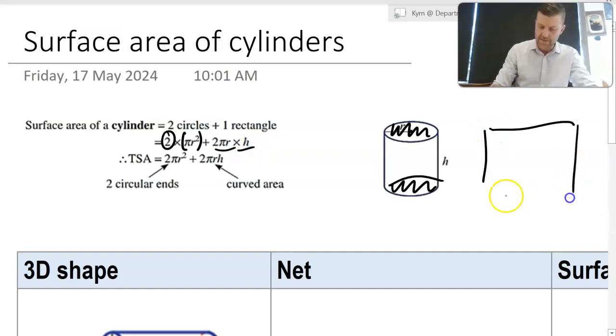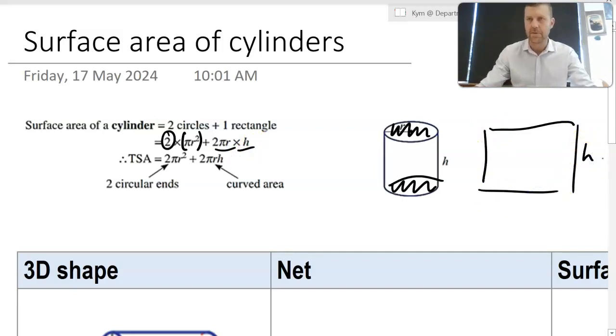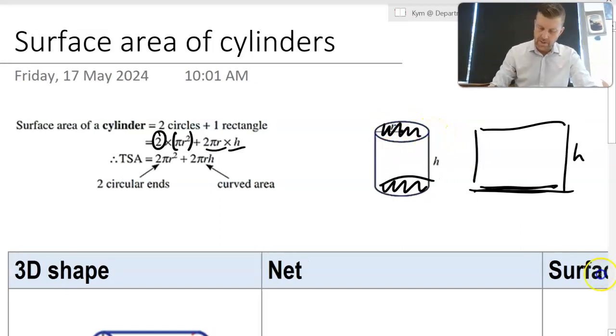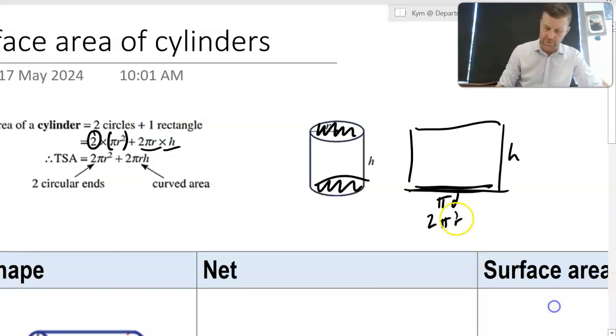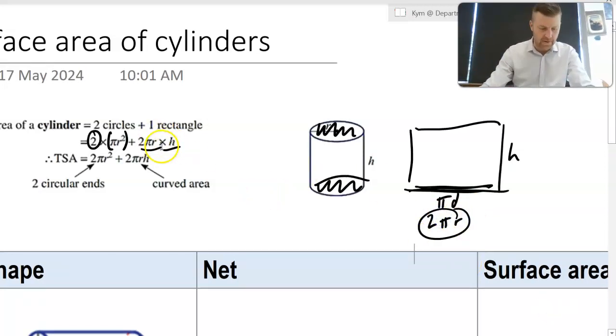That gives us, if h is the length of that rectangle, the width along here is the circumference of the circle at either end, right? So that is pi times diameter, or 2 times pi times radius. And the reason they usually stick with 2 times pi times r is because you're already using that radius in the formula as well. So you're just sticking to that same value.